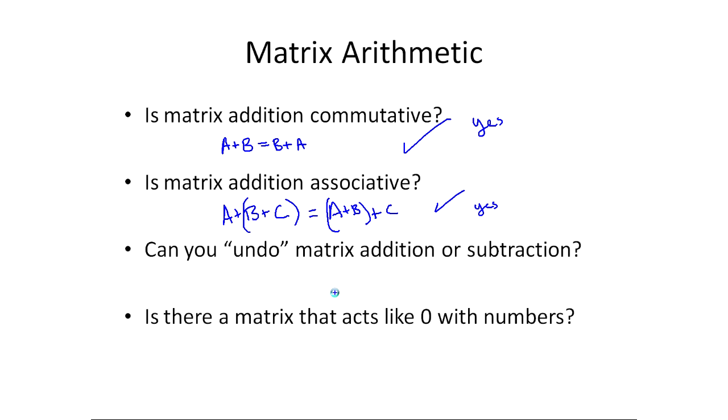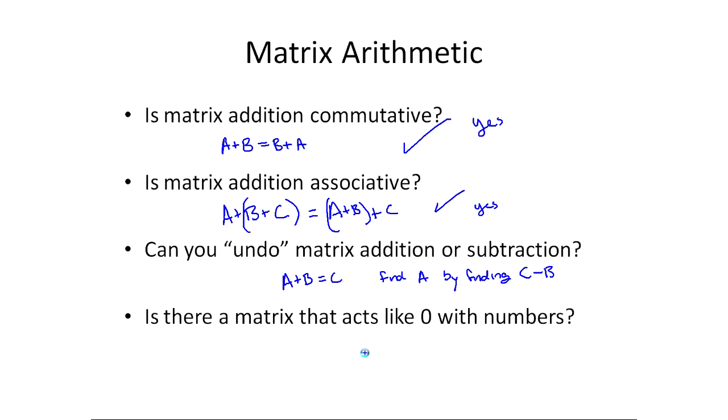Okay, what if I ask you something like, can I undo this? So if I add A plus B and I get a new matrix C, can I somehow go back to A? And yeah, I can. I can essentially subtract the matrix B from both sides. In other words, you can work with this like you would with equations. So I can find A by finding C minus B.